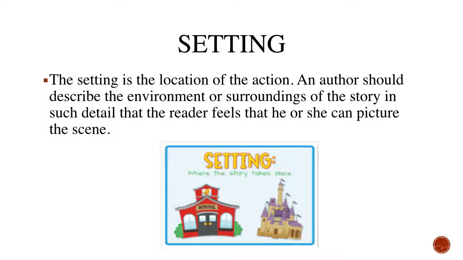The next story element that we will talk about is the setting. The setting is the location of the action. An author should describe the environment or surroundings of the story in such detail that the reader feels that he or she can picture the scene. The setting is where the story takes place. For example, a beach, a castle, or a school are all examples of settings of a story.